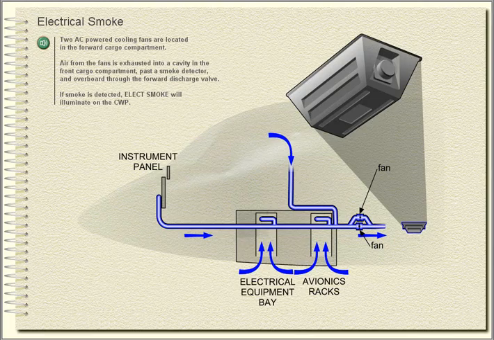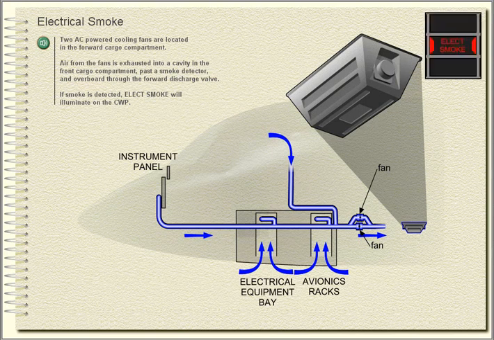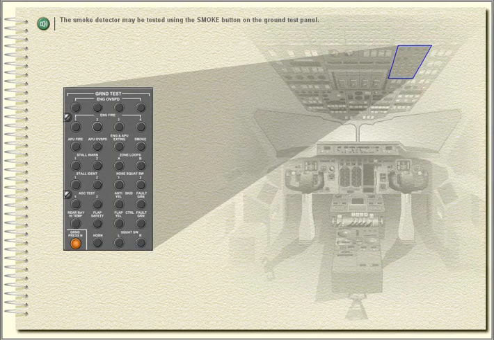Electrical smoke. Two AC-powered cooling fans are located in the forward cargo compartment. Air from the fans is exhausted into a cavity in the front cargo compartment, past a smoke detector and overboard through the forward discharge valve. If smoke is detected, electrical smoke will illuminate on the central warning panel. The smoke detector may be tested using the smoke button on the ground test panel.